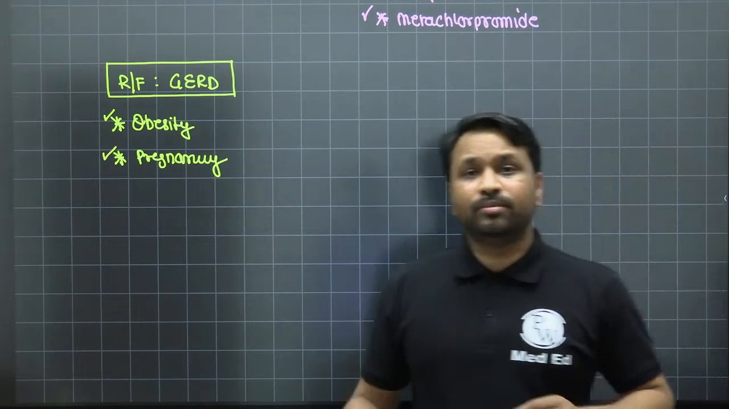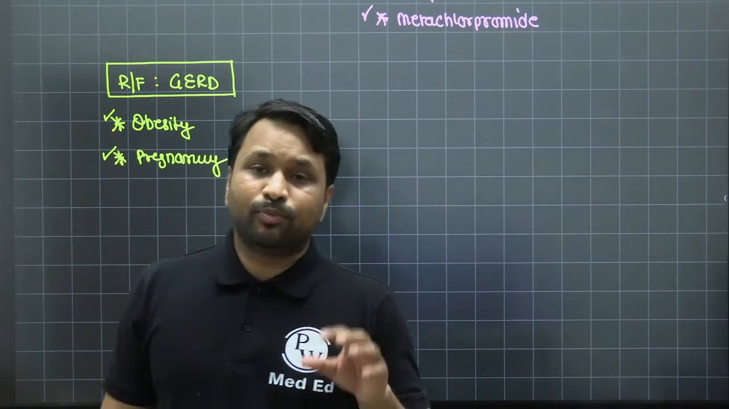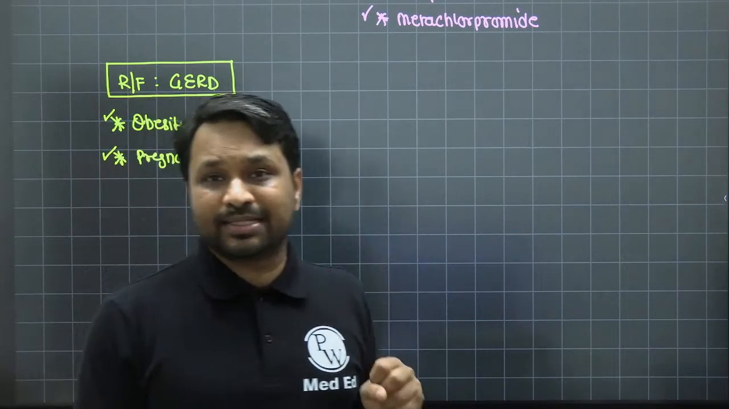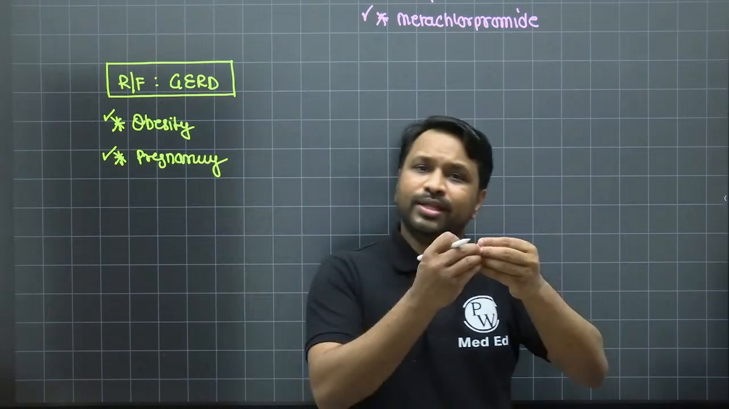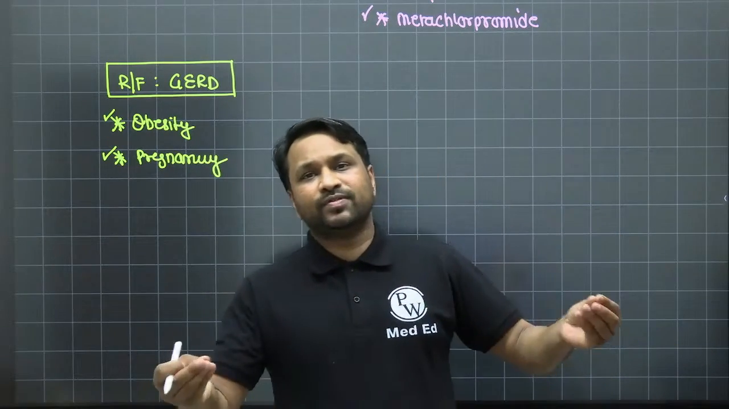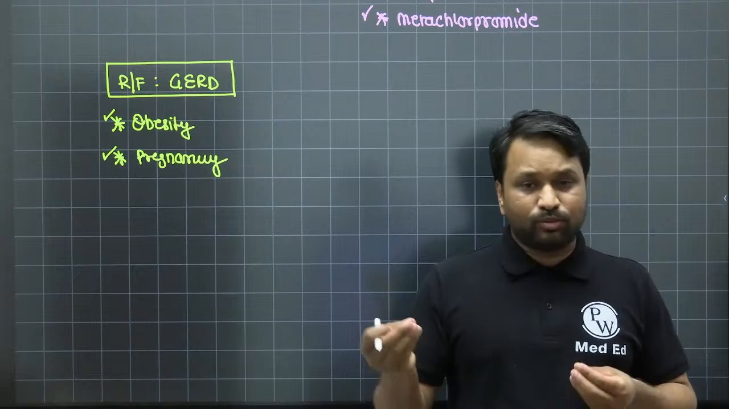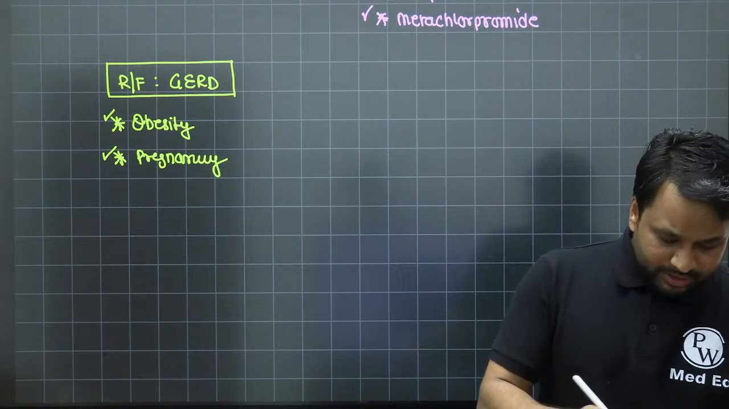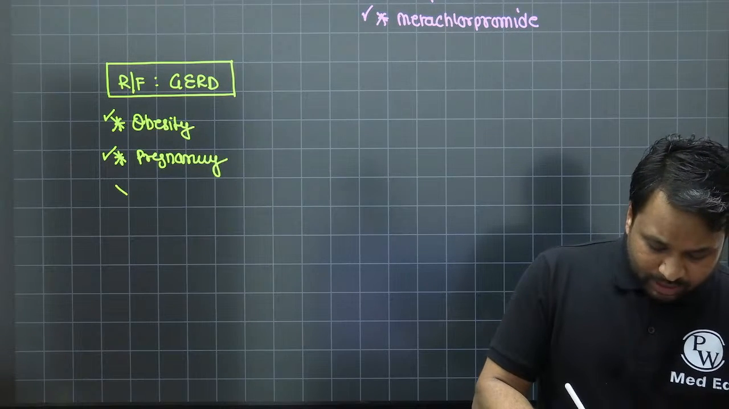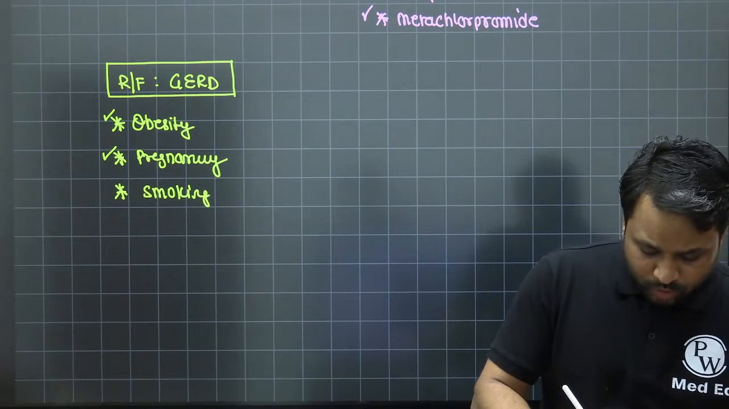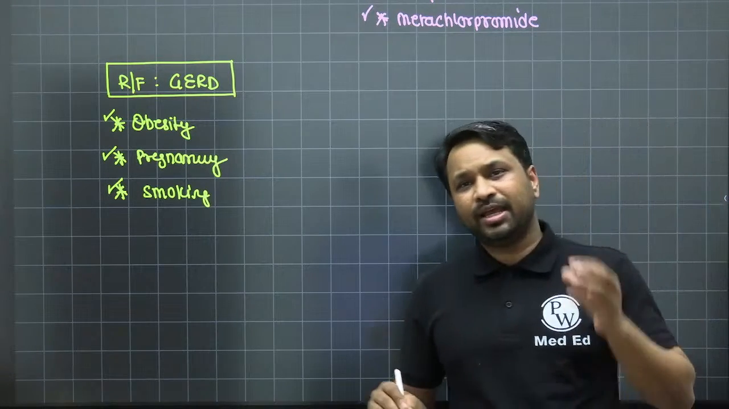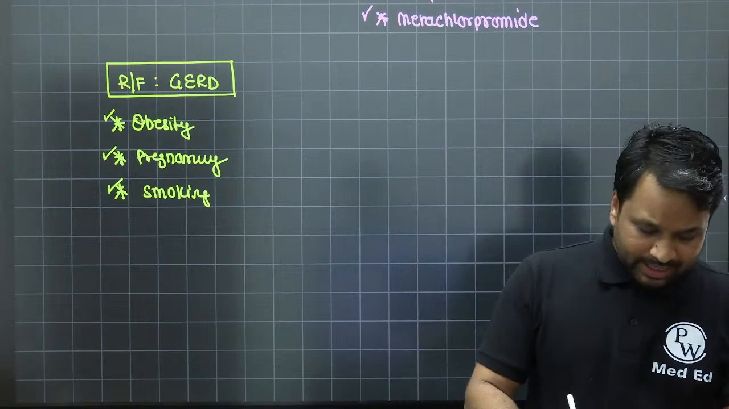In pregnancy, the problem is progesterone driven. Progesterone is a smooth muscle relaxant, and because of that smooth muscle relaxation, the lower esophageal sphincter, which is also smooth muscle, loses its tone. As the tone gives way, the reflux becomes more progressive. So again, it's an important risk factor. Apart from that, smoking not only decreases the tone but also causes GERD by the same phenomenon. So we'll also take it as a risk factor.